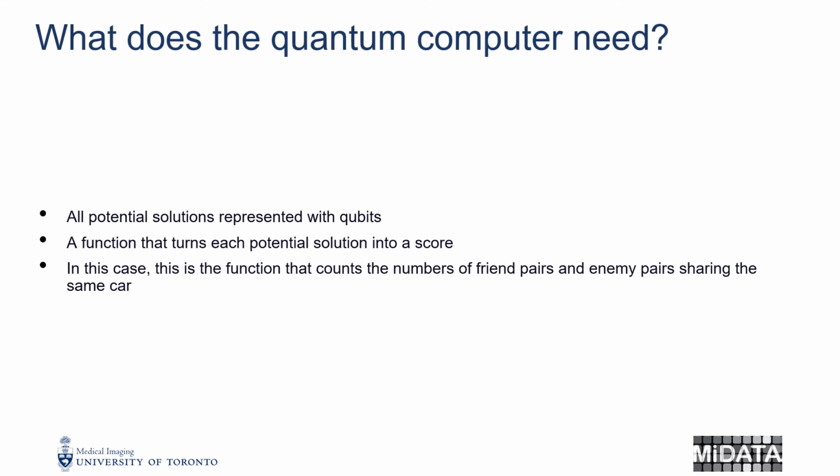For a quantum computer to solve this particular problem, all the solutions have to be represented with qubits in a superposition. There needs to be a quantum function that turns each potential solution into a score. In this case, this is the function that would count the number of friend pairs and enemy pairs that share the same car.